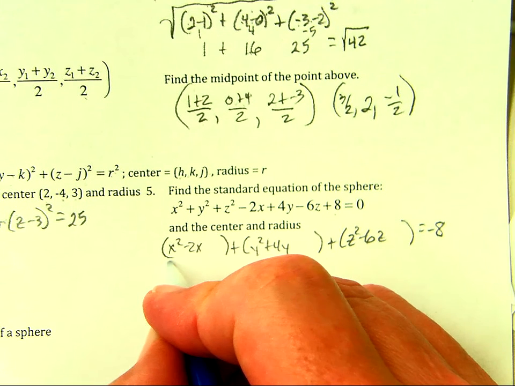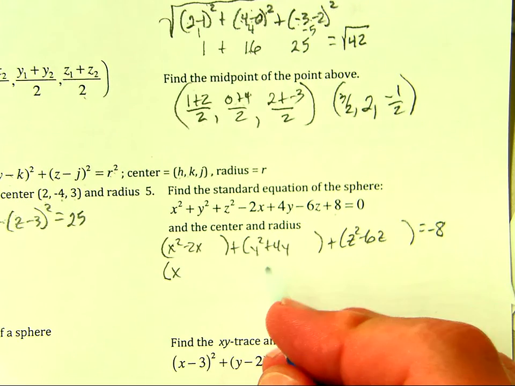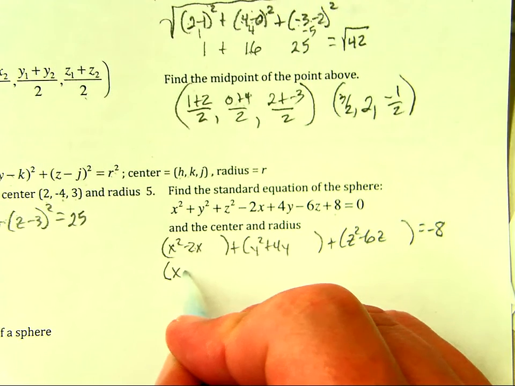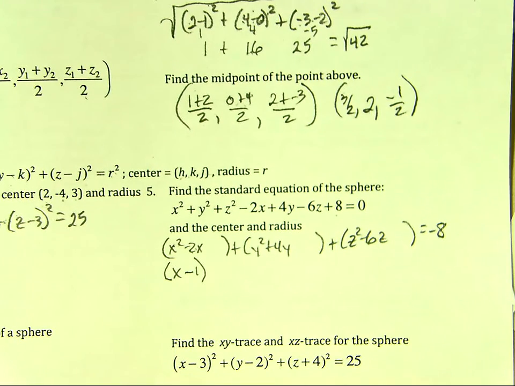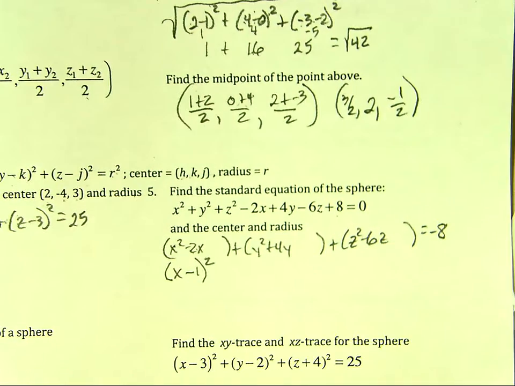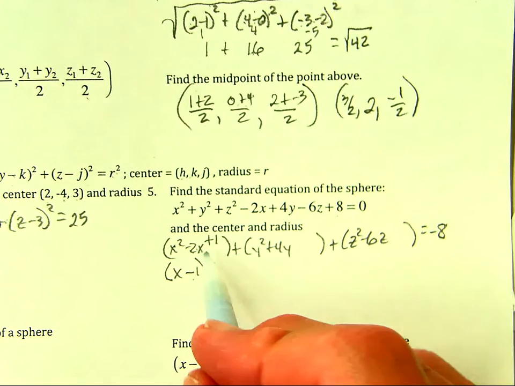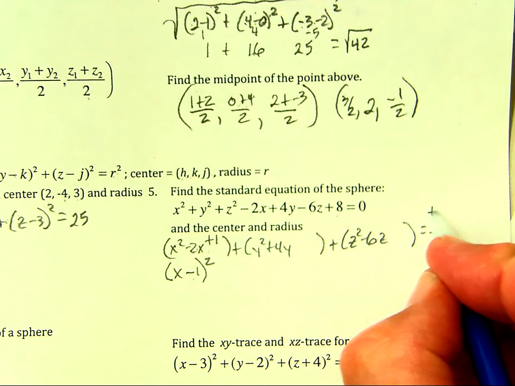Now to complete the square, first with the x's, we bring down the x. Remember, we take half the middle coefficient. So half of a negative 2 is a negative 1. We're going to square that because we're completing the square. Negative 1 squared is a positive 1. If I add 1 to the left, I also have to add 1 to the right.